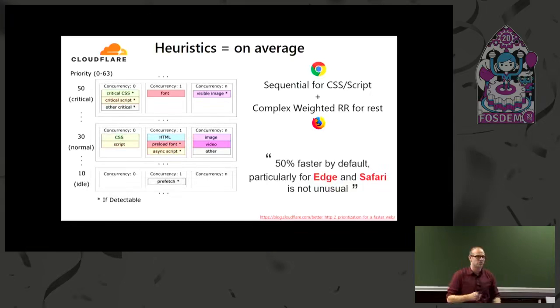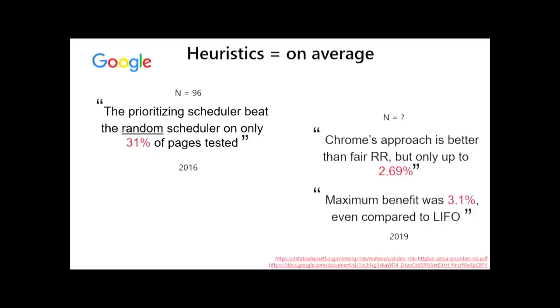Of course, the next two studies completely contradict this. These are from Google itself, the guys who make Chrome, right? The first study says we compare this to a random scheduler, like no logic at all, and we only got faster results for about 31% of the web pages. Then the second study, quite recently, compared this also to the fair round robin scheme, and where we found 50% or more differences, they found only about 2.7% differences. And it gets so much weirder because they also compared this to LIFO, which is last in, first out. So the last requested resource gets sent to the browser first, and they're still only getting a 3.1% benefit, right?